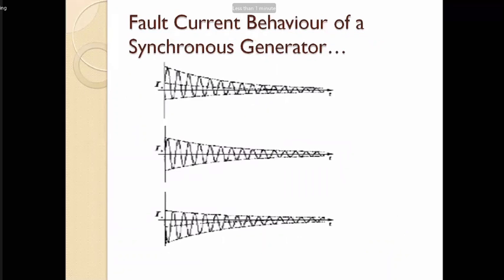Now, let's discuss the current behavior of a synchronous generator. In a synchronous generator, we have three sets of currents: the positive, the zero, and the negative. And I told people in this class that in the positive sequence, the magnitudes are equal.